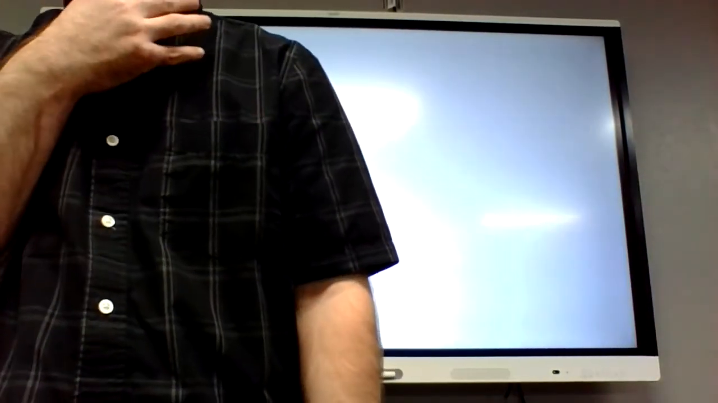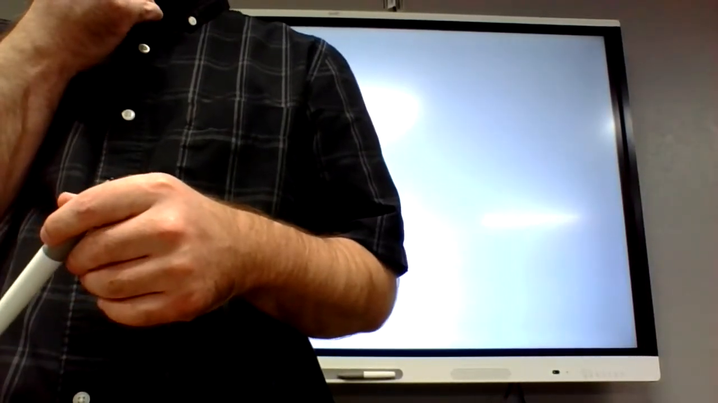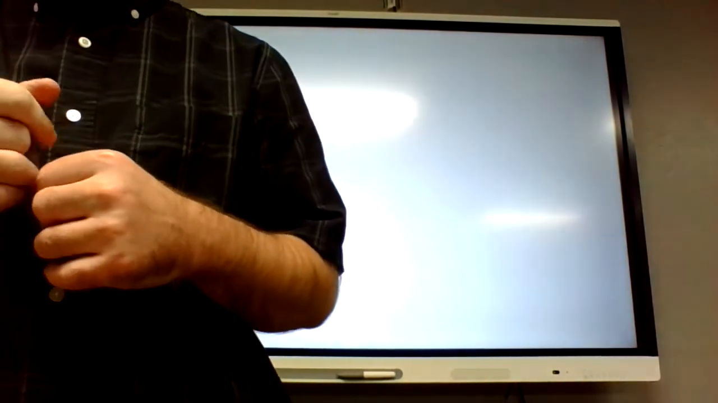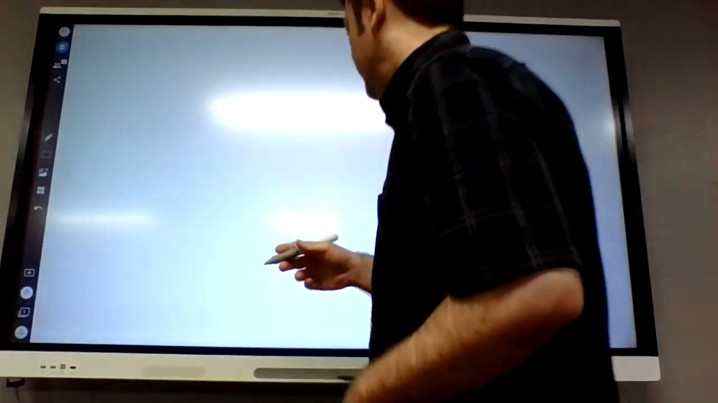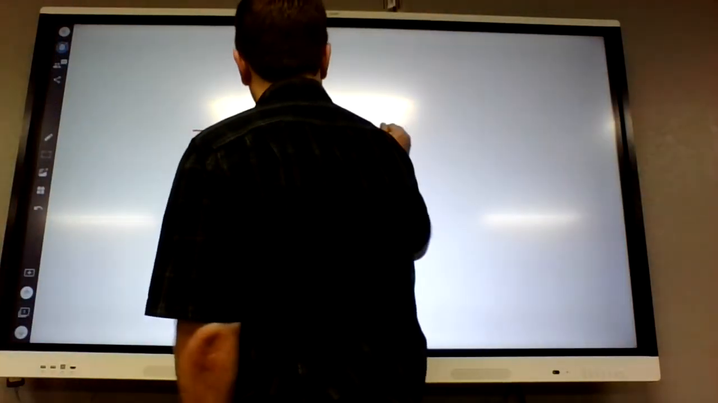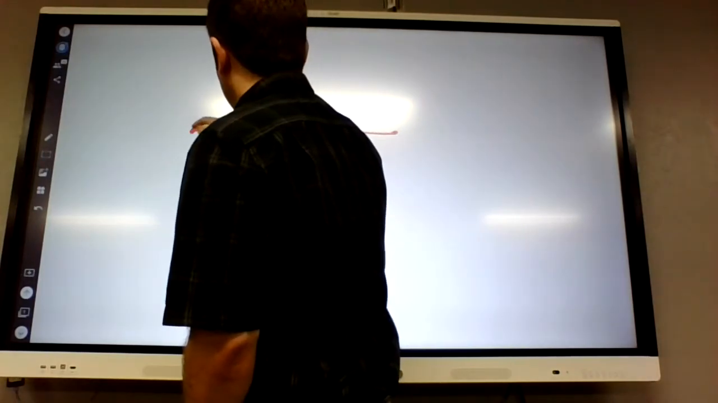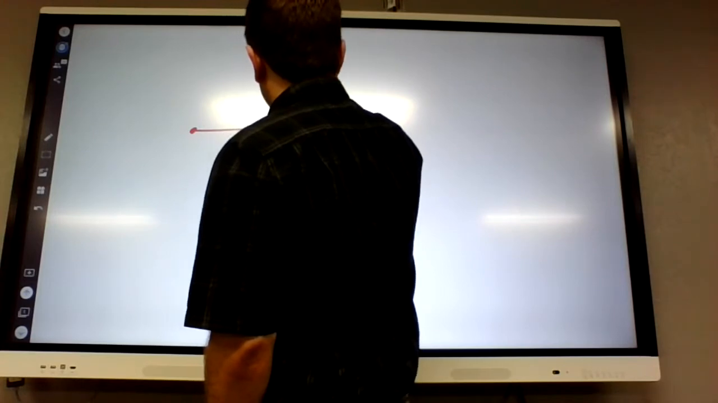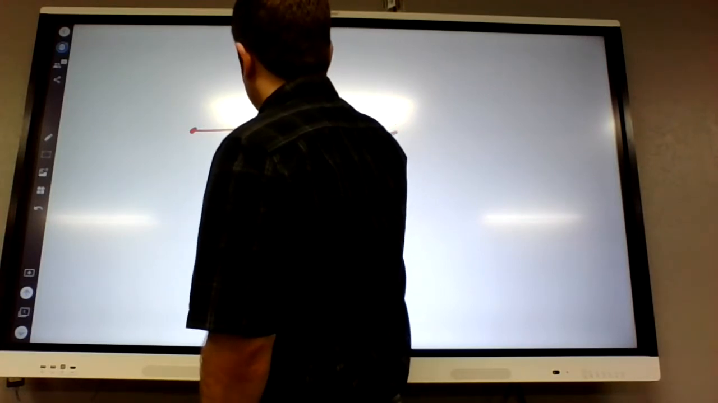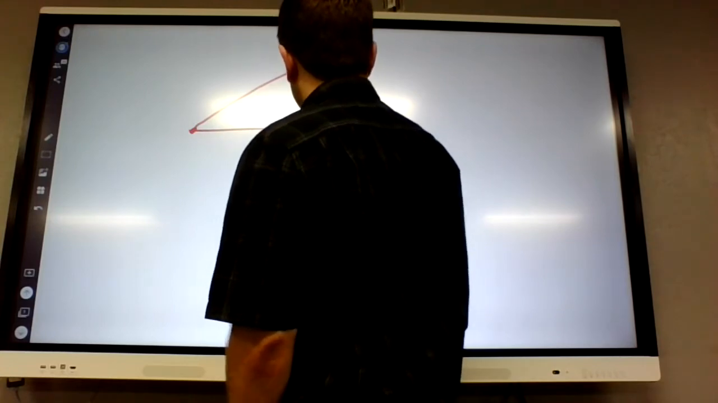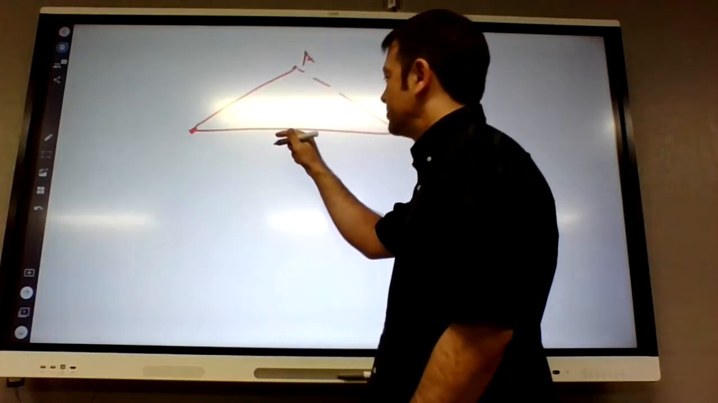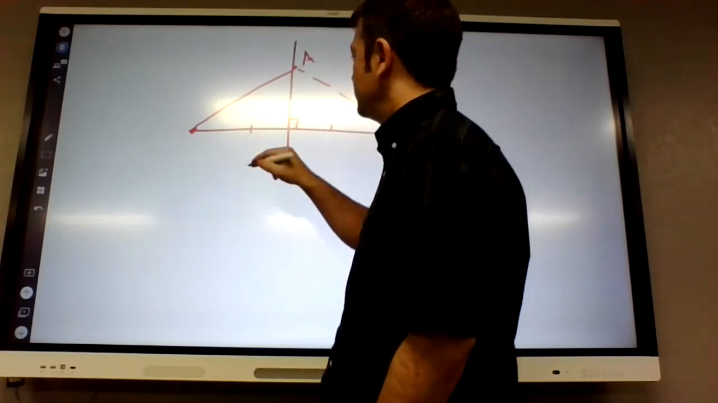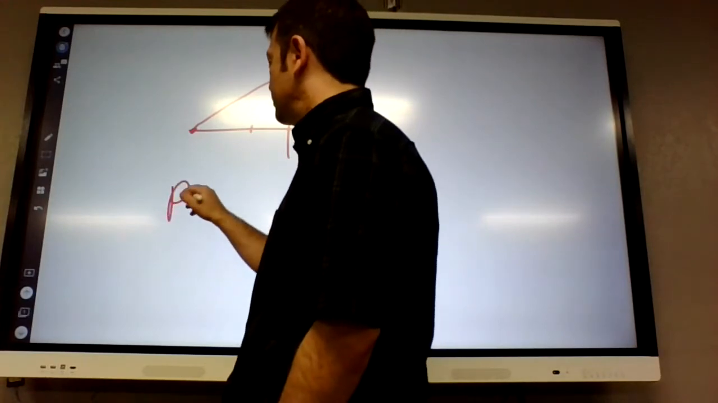On page 243, number 1. A point is equidistant from a segment's endpoints if and only if it is on the segment's what? I don't know if we ever talked about this one. Actually, I probably didn't mention this one. So this point A is the same distance from these two if it's on the segment's what? What's this called? Perpendicular bisector.